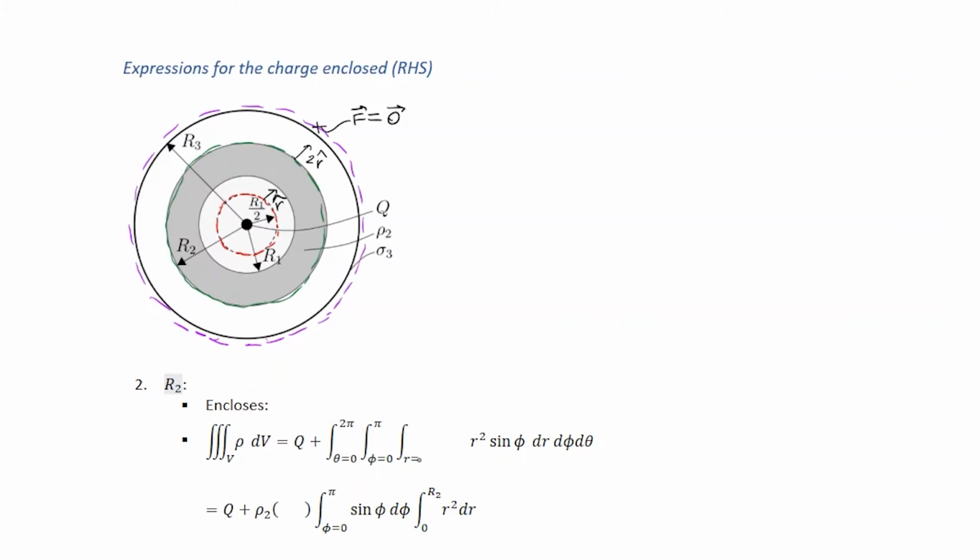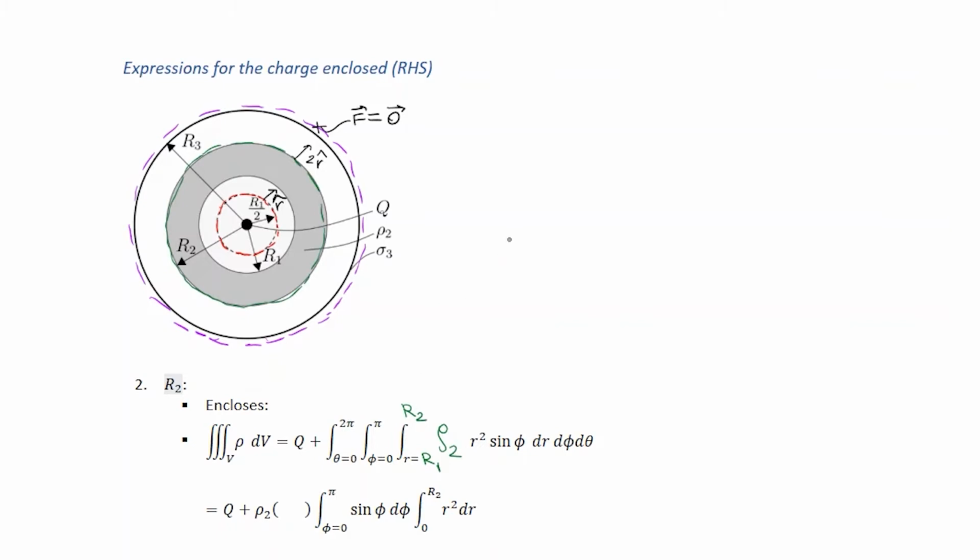So R, you would think it goes from 0 to R2. Sure, that's true, but to get the correct answer, if you're putting rho 2 here, which remember was this uniform charge density value, then these bounds should go from R1 to R2. The reason why is this.